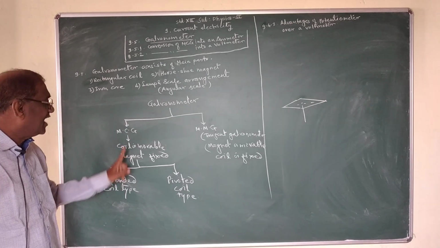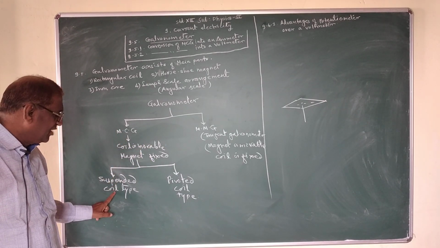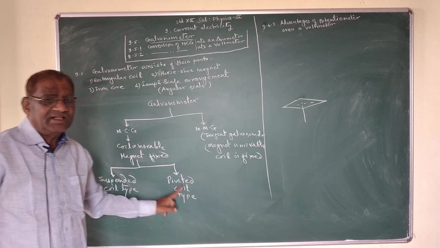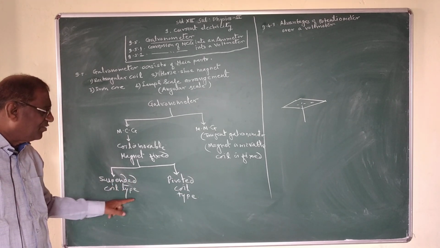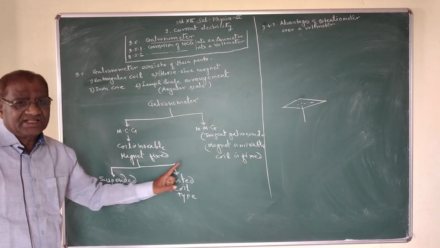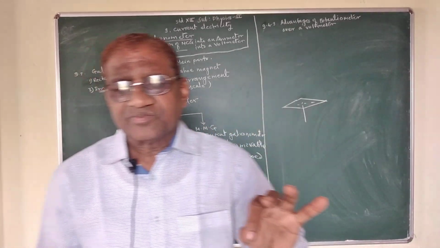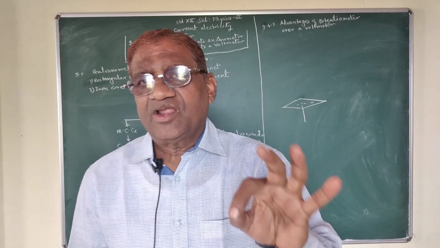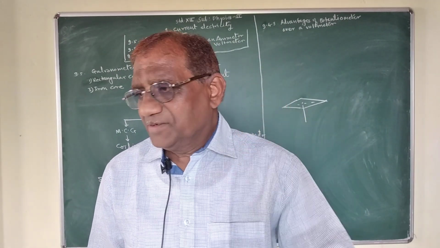There are two types of moving coil galvanometer: suspended coil type galvanometer and pivoted coil type galvanometer. Out of these two, suspended coil type galvanometer is more sensitive than pivoted type galvanometer. Now in your course, suspended coil type galvanometer is given, which we have to study.